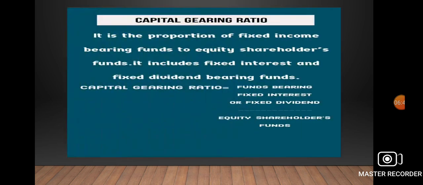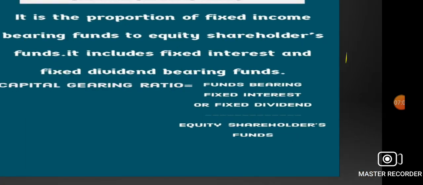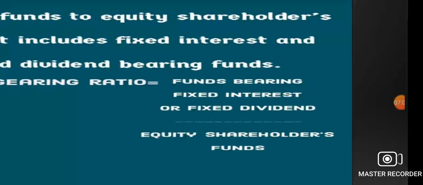Then another ratio, capital gearing ratio. It is the proportion of fixed income bearing funds to equity shareholders funds. It includes fixed interest and fixed dividend bearing funds. Capital gearing ratio formula: funds bearing fixed interest or fixed dividend divided by equity shareholders funds.